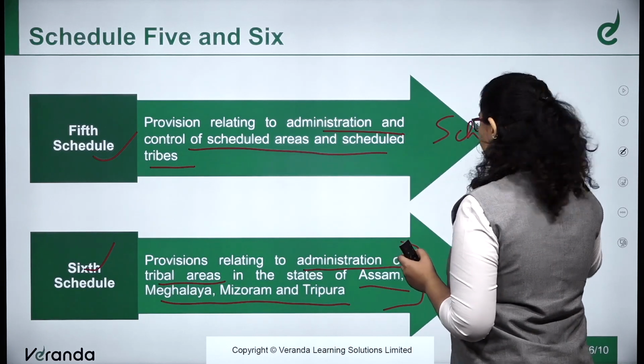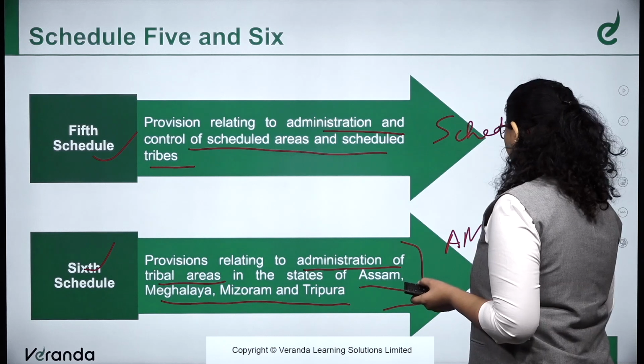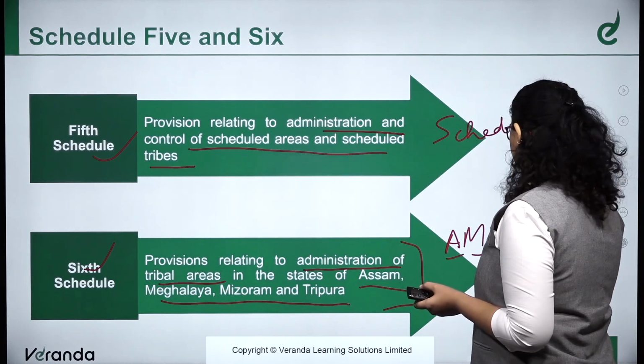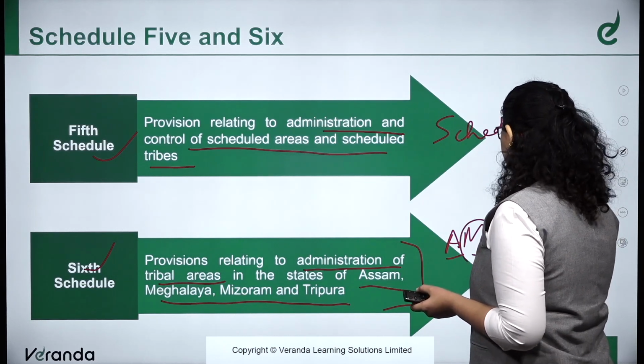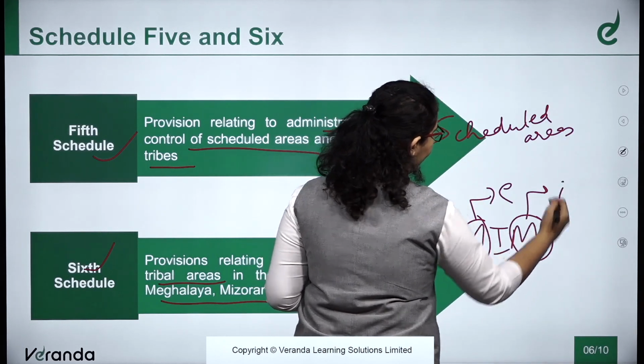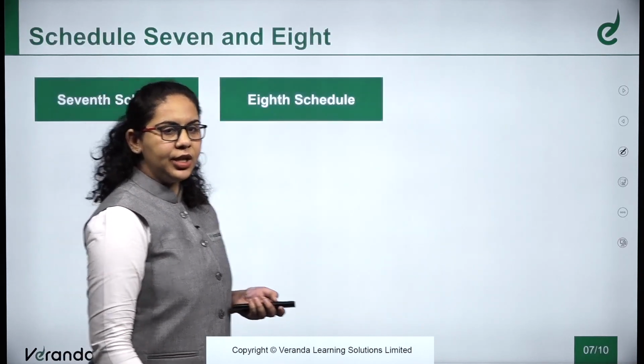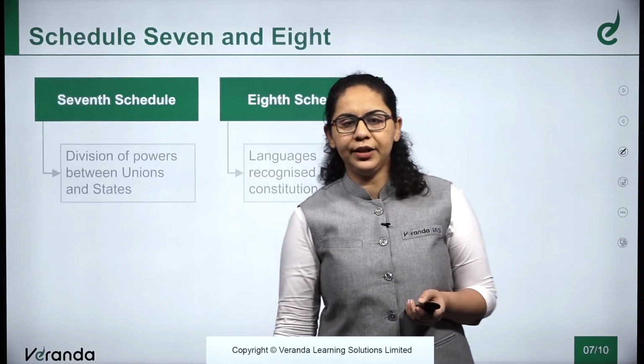Remember these names by AMTM, short mnemonic which I use: Assam, Meghalaya, Tripura, Mizoram. First M with E and second M with I. AMTM. Okay. Next, Schedule 7th and Schedule 8th.